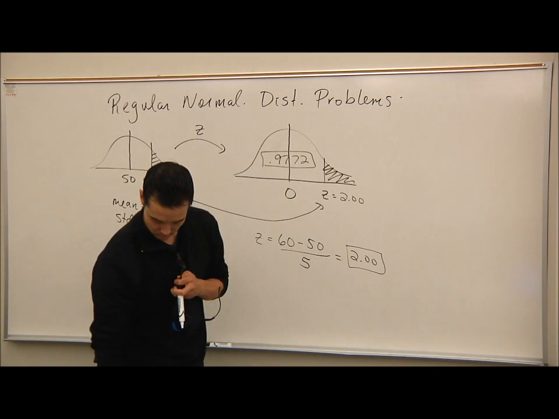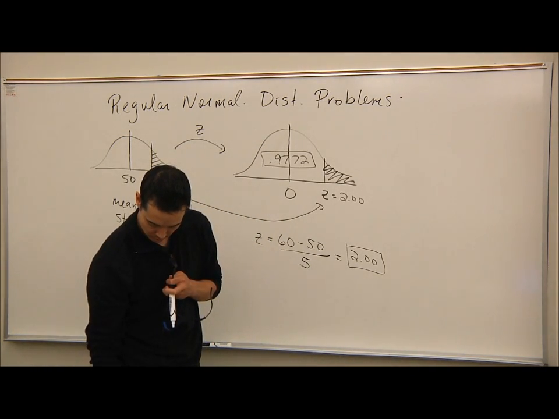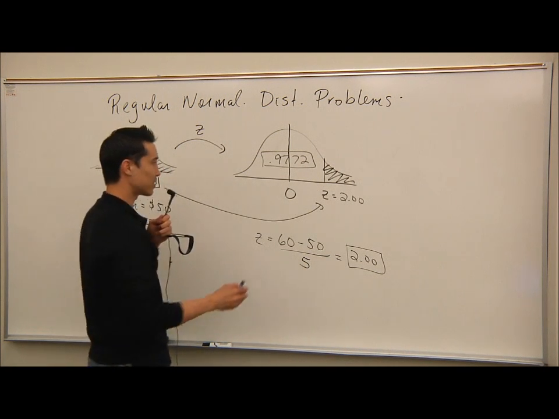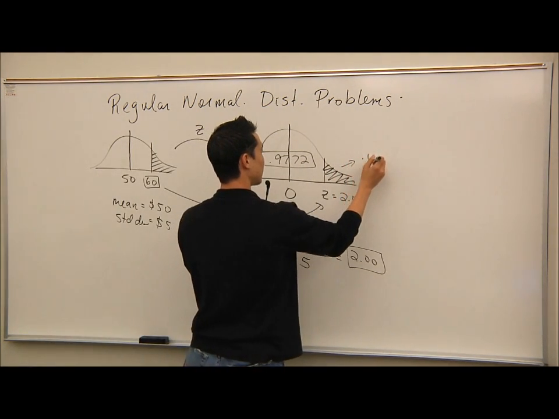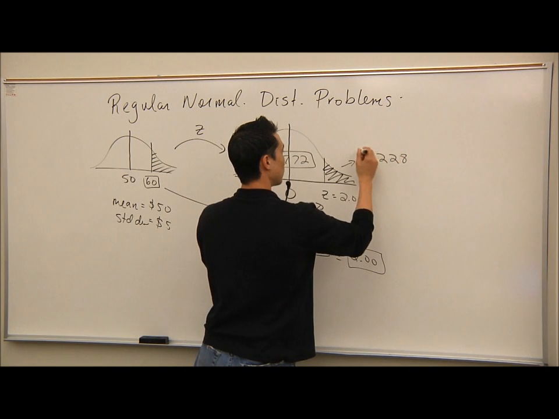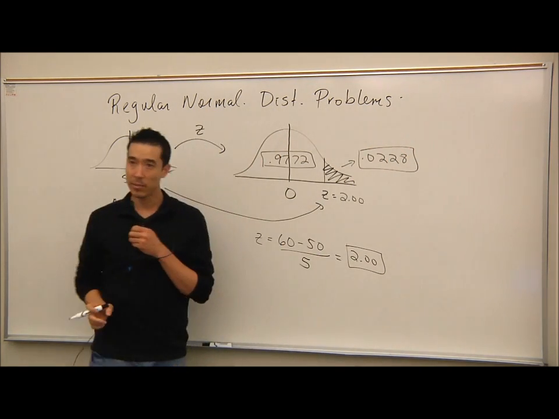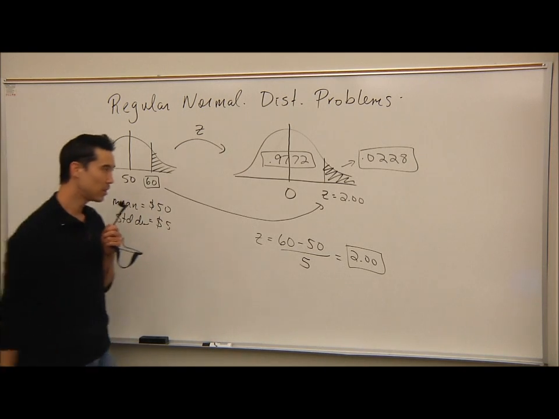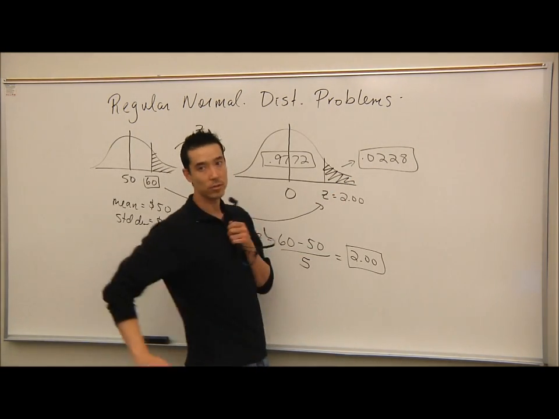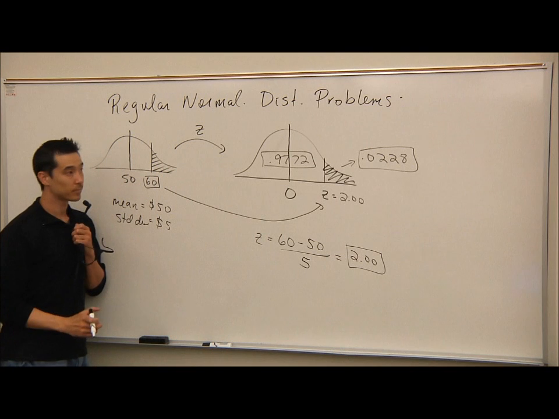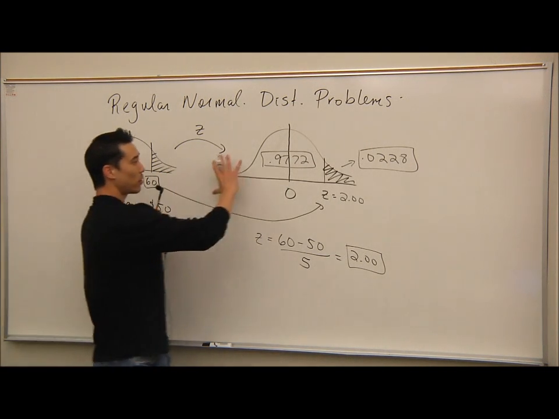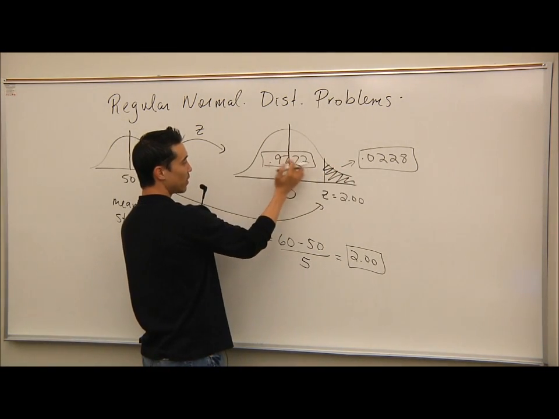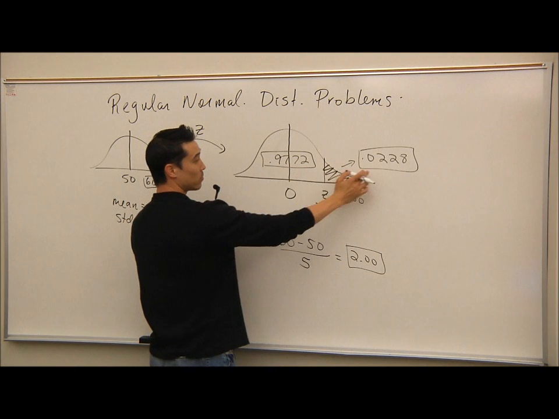And that's it. So the answer here, you buy a pair of tennis shoes, what's the probability it's over $60? Given this situation, your probability is 0.0228. Okay. Yeah, because the whole area adds up to 1. We got area to the left, and so we want area to the right.